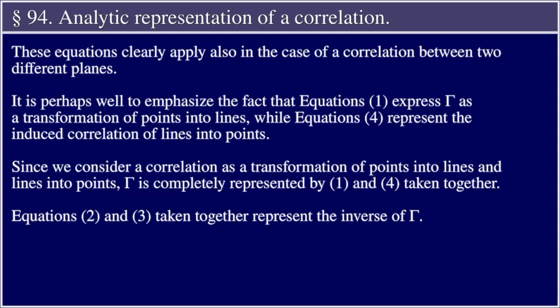It is perhaps well to emphasize the fact that equation 1 expresses gamma as a transformation of points into lines, while equation 4 represents the induced correlation of lines into points. Since we consider a correlation as a transformation of points into lines and lines into points, gamma is completely represented by equations 1 and equations 4 taken together. Equations 2 and 3 taken together represent the inverse of gamma.